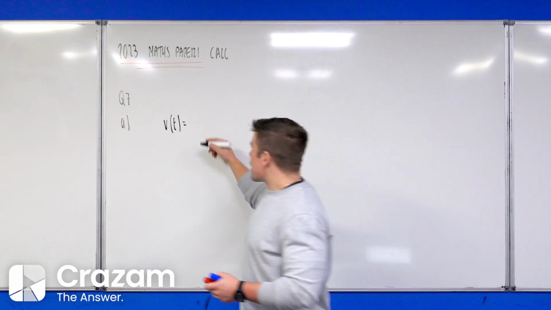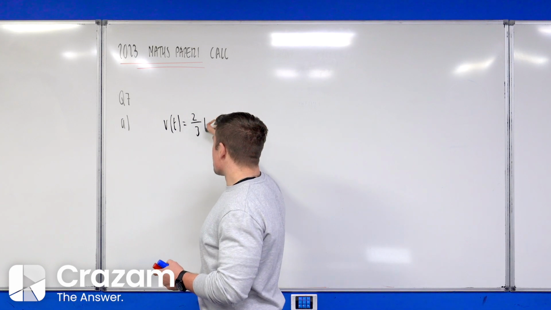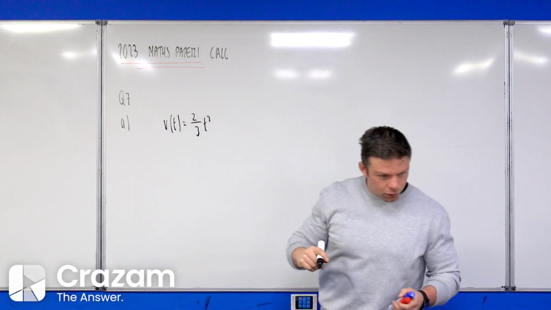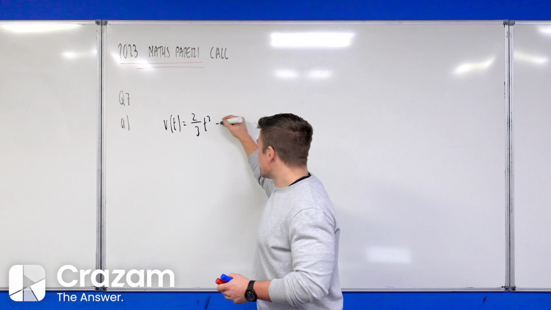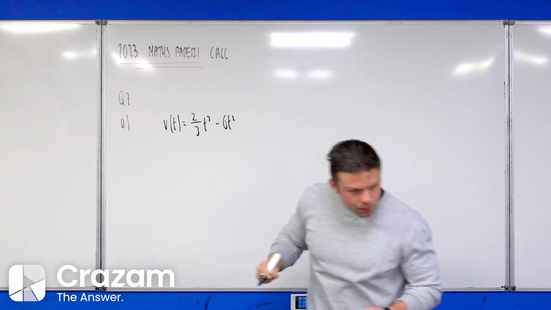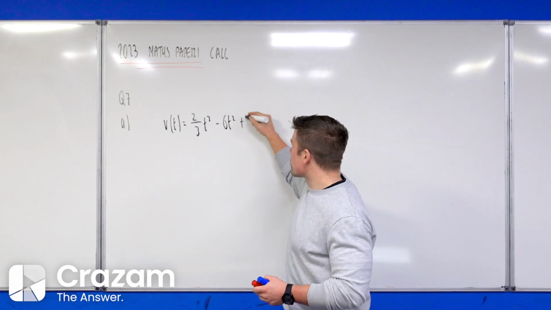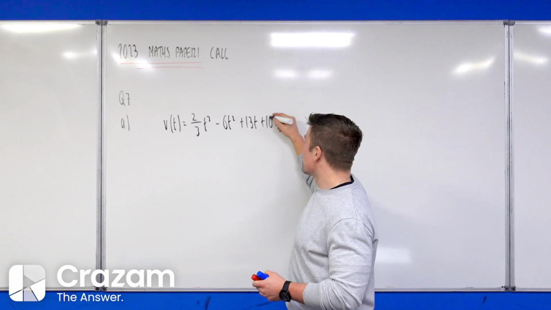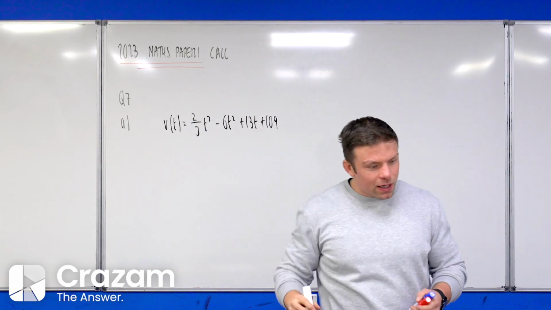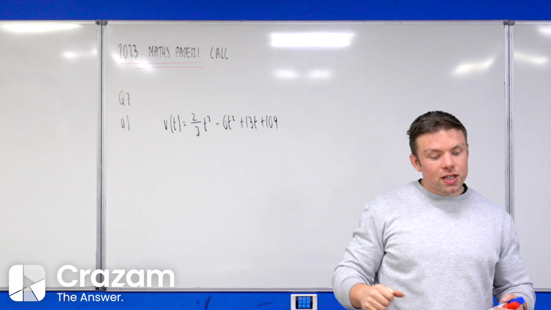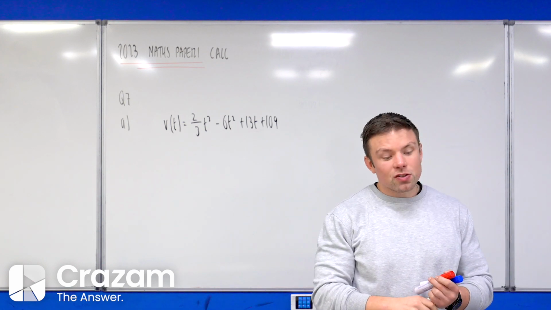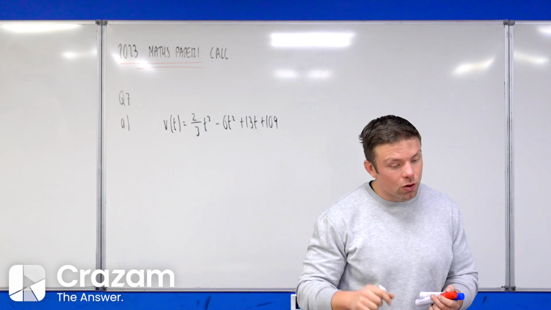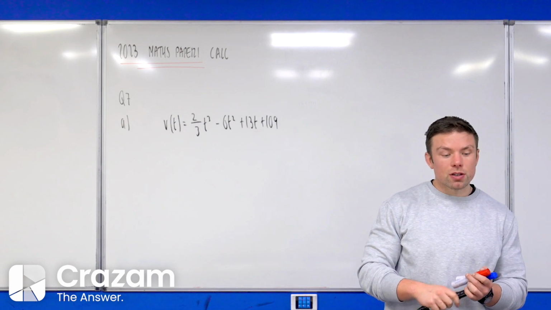2 over 3 t cubed, so it's a cubic, that's grand, maybe. Our cubic stuff will come into play, maybe not. Minus 6t squared, plus 13t plus 109. Okay, cool. So that's the thing we're going to be dealing with. V is our speed in kilometers per hour, t is minutes after passing the point A. It says it works for the first 5 seconds: 0 is less than or equal to t, less than or equal to 5.